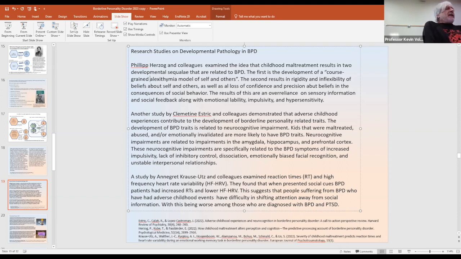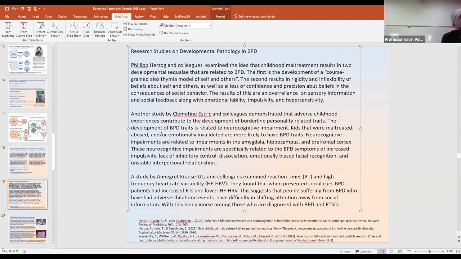Okay? Another study by Clementine Estrick and colleagues demonstrated adverse child experiences contribute to development of borderline personality-related traits. Okay, and also this is related to neurocognitive impairment. Kids that are maltreated, abused, emotionally invalid, more likely to have BPD traits, right? She relates this to impairments in the amygdala, hippocampus, and prefrontal cortex. Hopefully I'll talk about this a little more in the other lecture. But again, comes from early childhood. These are non-psychoanalytic people telling you this comes from early childhood.